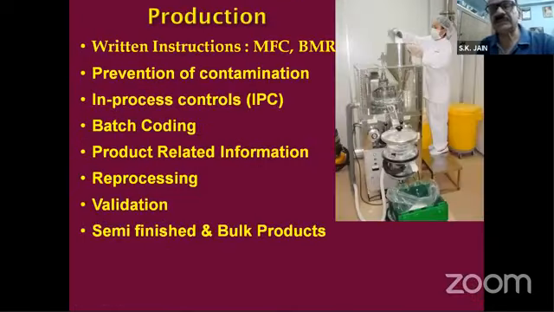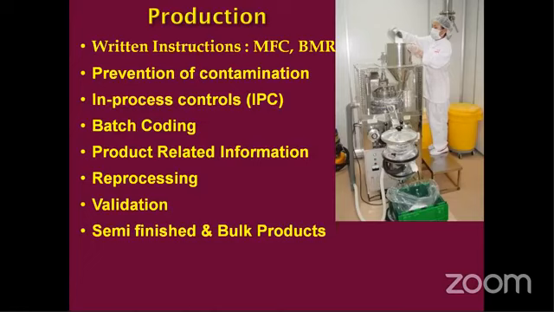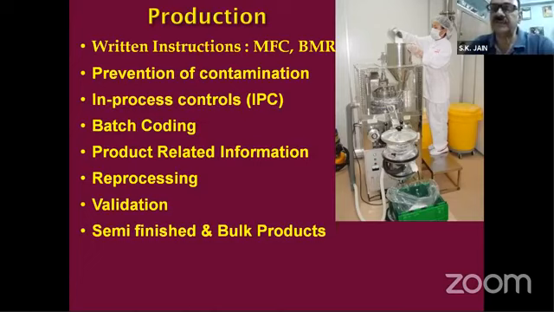Then production, that is related with the production of the particular dosage form, the formulations, right? We must have written instructions like manufacturing formula code and batch manufacturing record. During the manufacturing, we must follow all these, the MFC and BMR, batch manufacturing record. So according to that, we must prepare our formulations.